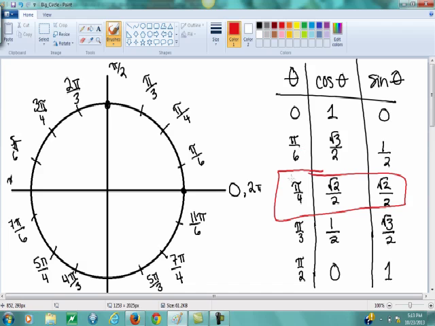At pi over 6 and pi over 3, they switch. One of them has root 3 and one of them has 1. Think of which number is bigger, root 3 or 1. The square root of 3 is the bigger one. So if it has a 6 in the denominator, the x is bigger, so that has the root 3. The sine is smaller, so that just has the 1.